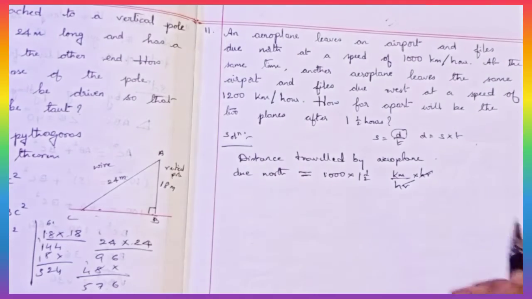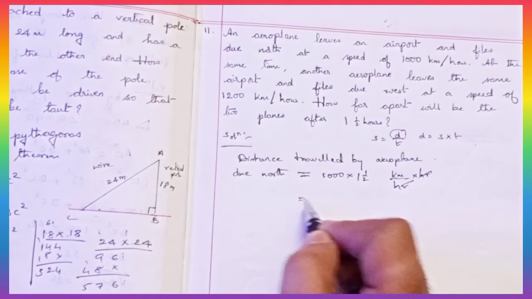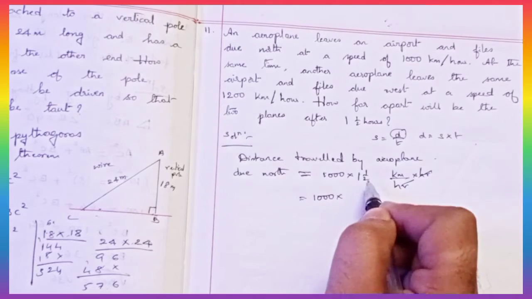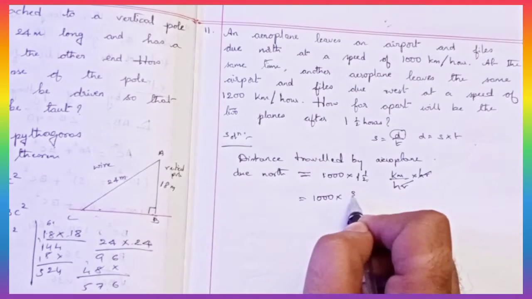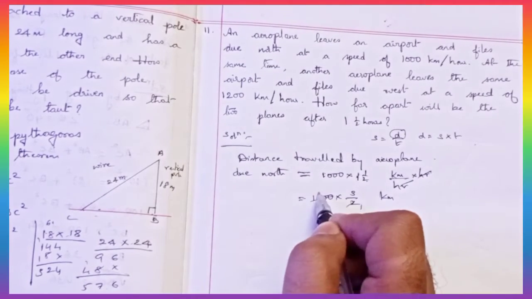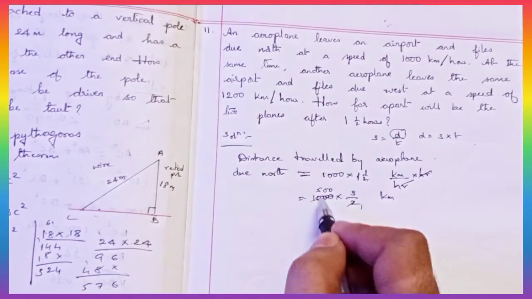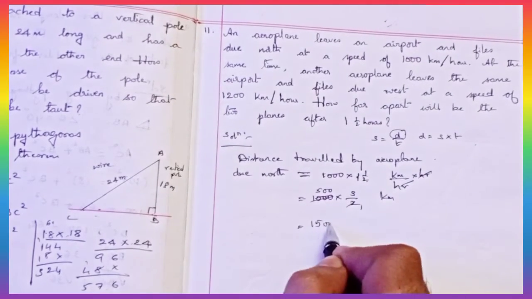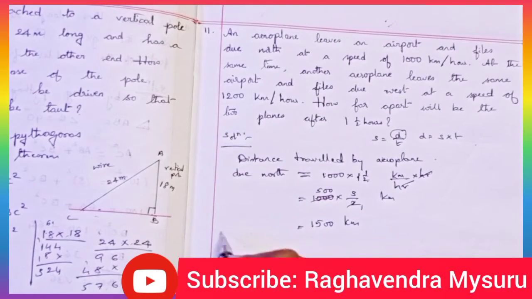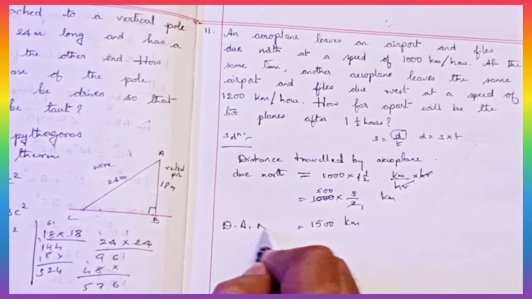So hour gets cancelled. So 1.5 hour, that is 1 into 1 by 2. It is a mixed fraction. We can convert it in the form of improper fraction. 2 ones are 2. 2 plus 1 is 3. 3 by 2. We can write it as 3 by 2 kilometer. 2 fives are 10. 2 zeros goes to the above. So it is 500. 500 into 3 is 1500 kilometer. This is distance traveled by the aeroplane in north direction.